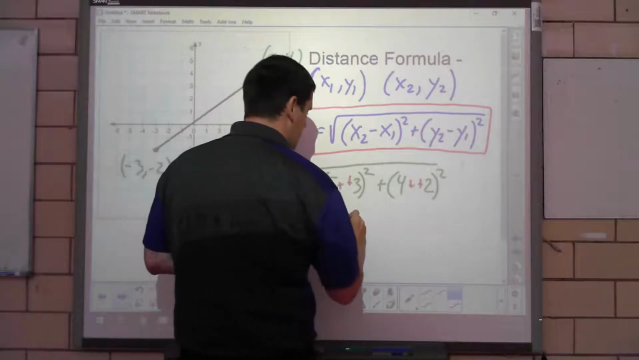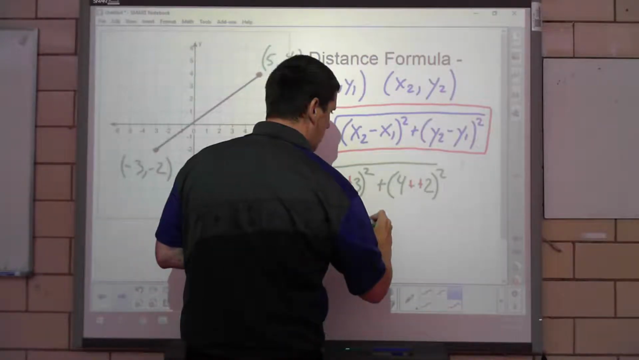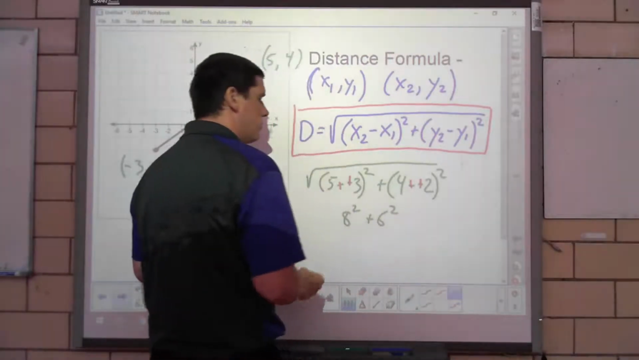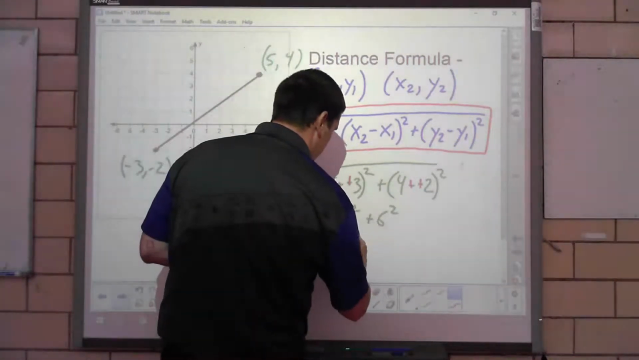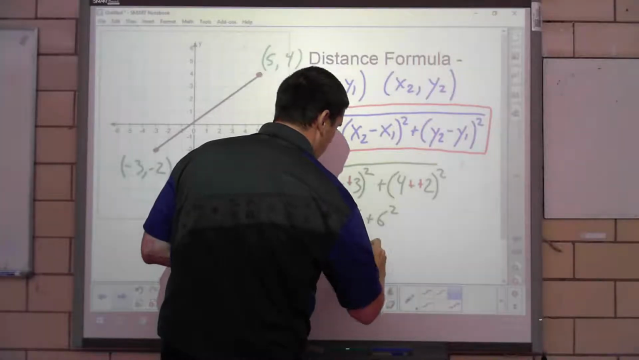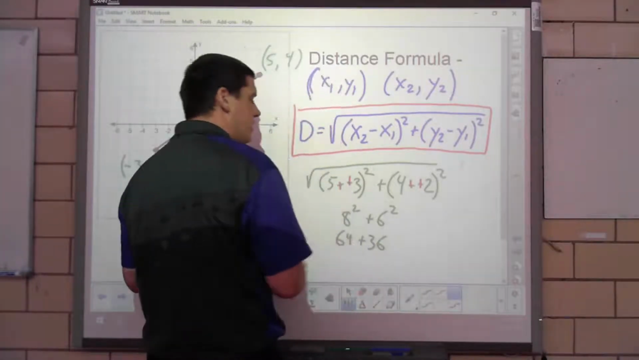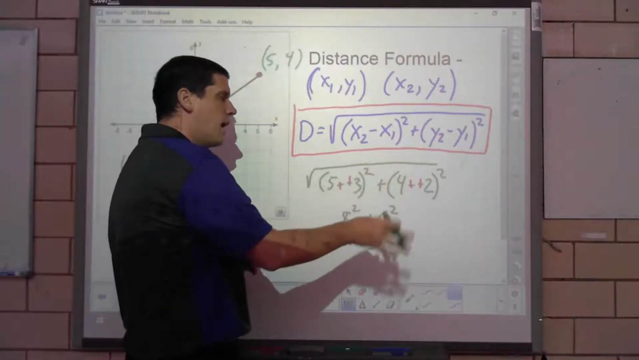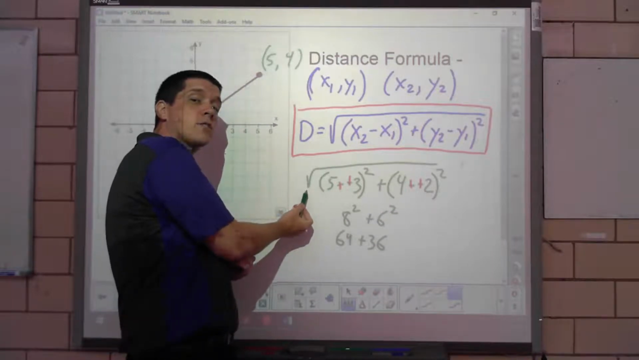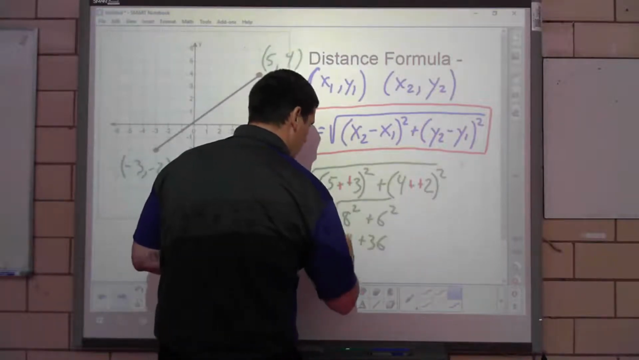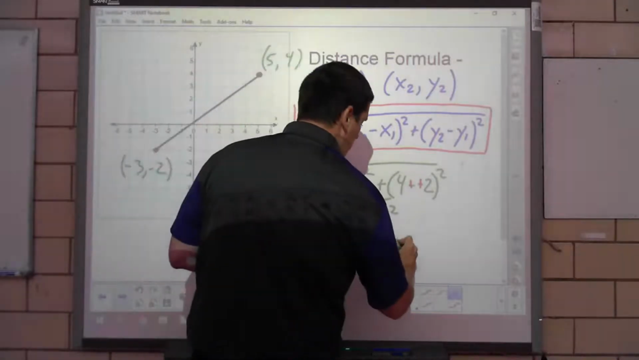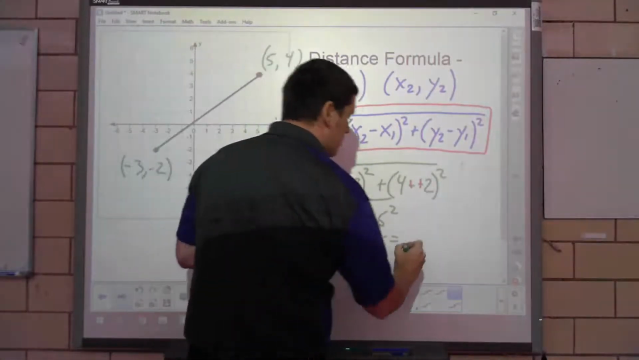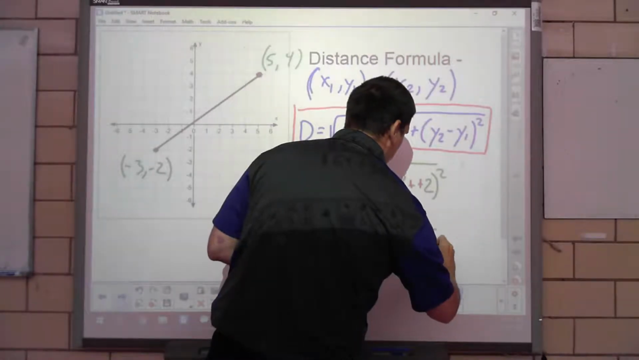So that's going to give me 8 squared plus 6 squared. So 8 squared plus 6 squared, I end up with 64 plus 36. Now there's one thing that students forget, because they start doing the math and everything there. It's all inside of a square root, so we need to make sure that we remember there's still a square root there. And then 64 plus 36, we end up with the square root of 100.